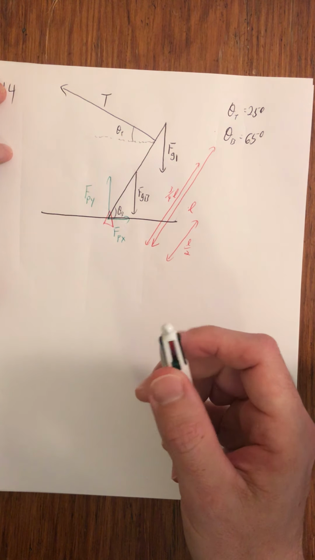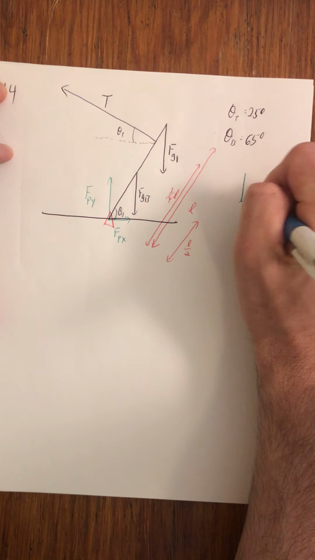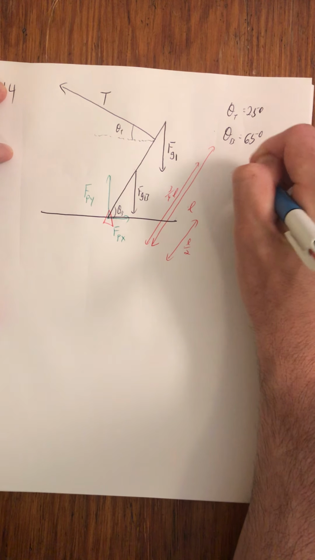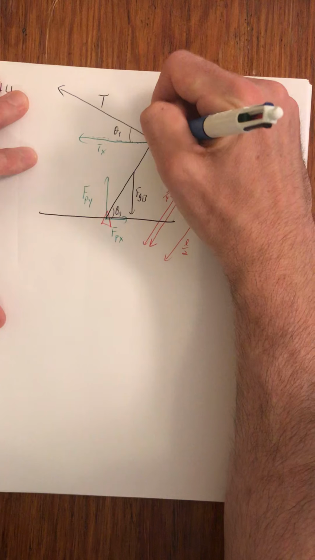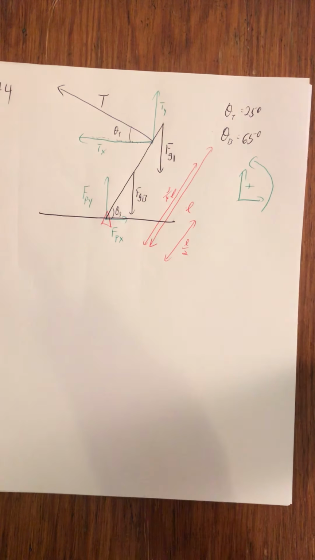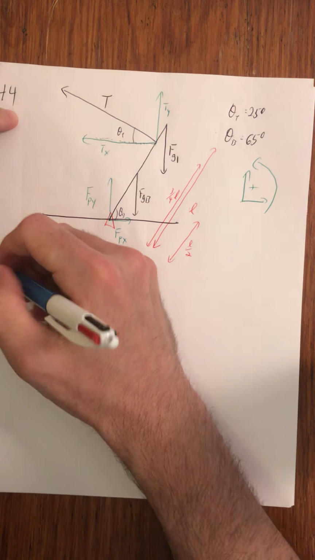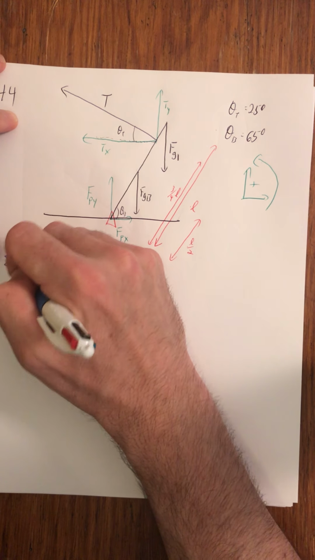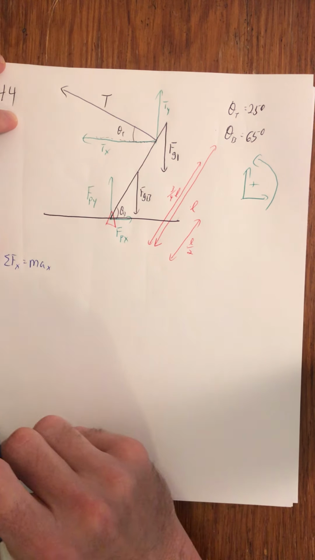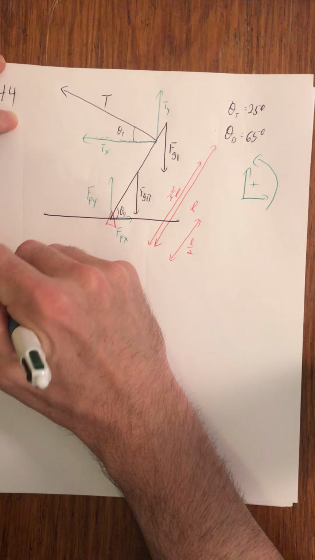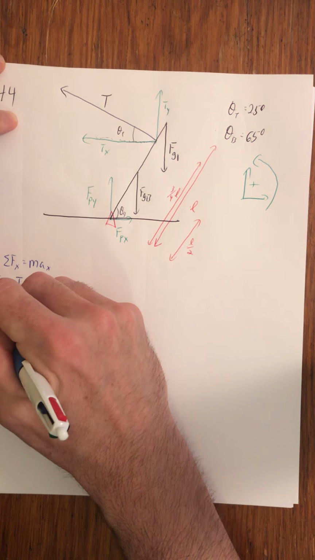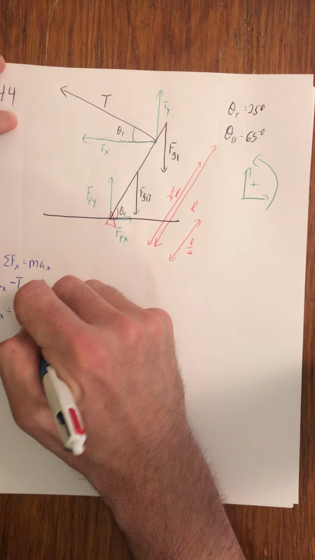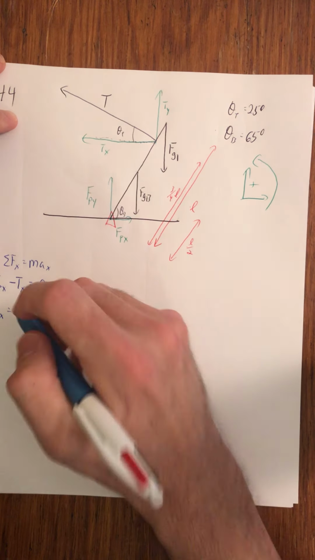So there we go. I'm going to pick my axes up to the right, counterclockwise, meaning I have to come here and draw in Tx and Ty. And so there I have it. So here I go. Let's construct some equations. Sum of forces in the x is equal to max. Just get this out of the way. Fpx minus Tx is equal to 0. So Fpx is equal to T cosine theta t, right?